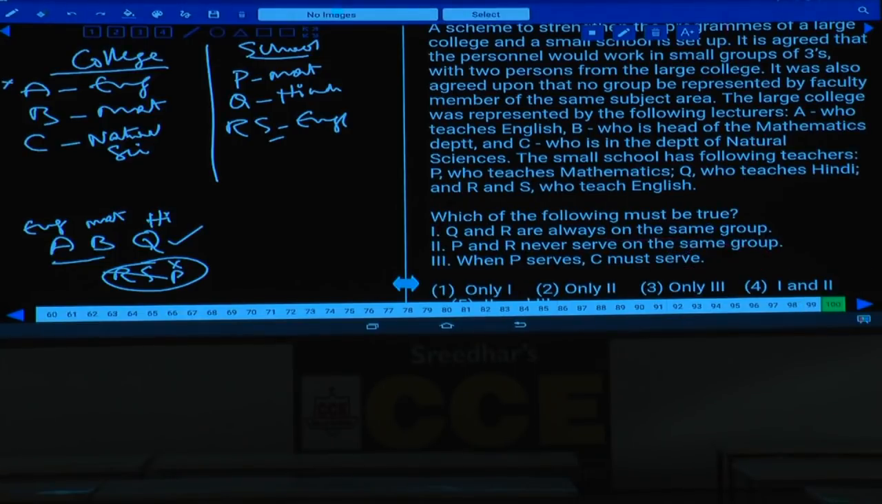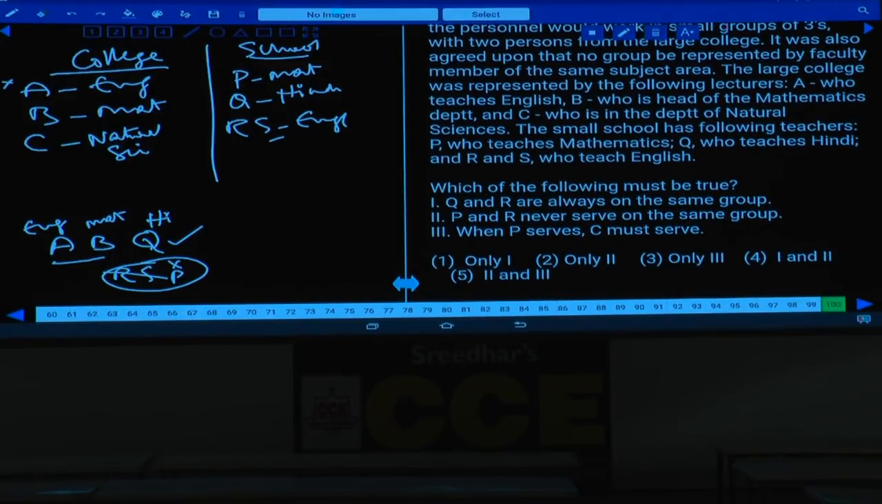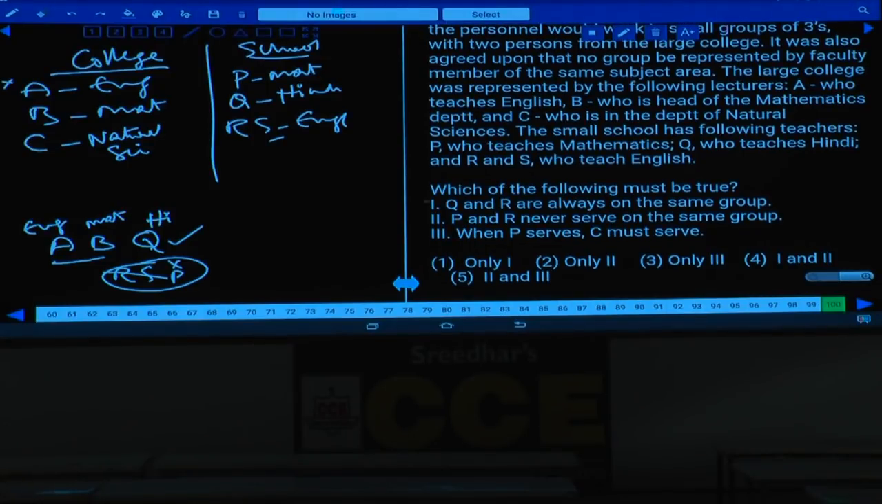Then question number 100. Which of the following must be true? Q and R are always on the same group. Can that be true? No, because these two persons, Q and R, belong to school. From school we should have only one person, we cannot have two persons, hence one cannot be your answer.